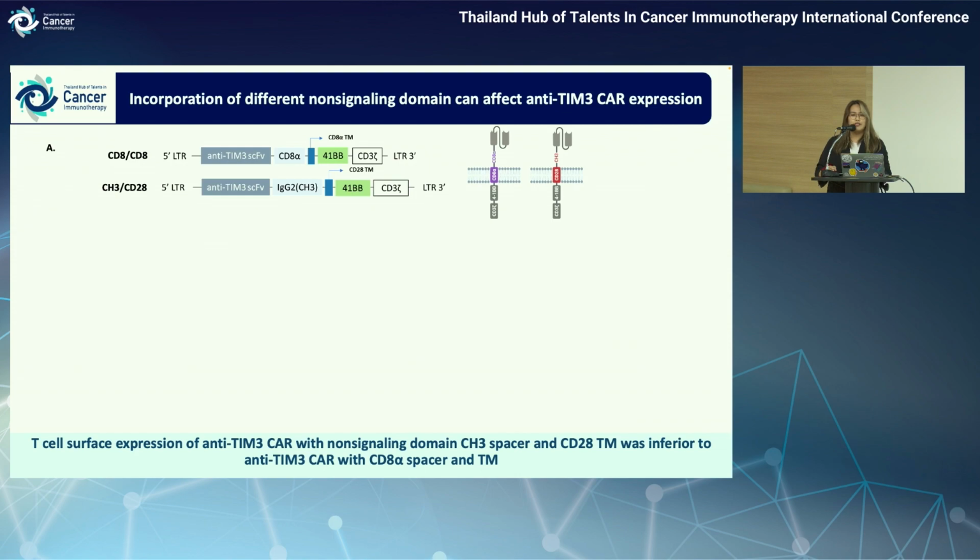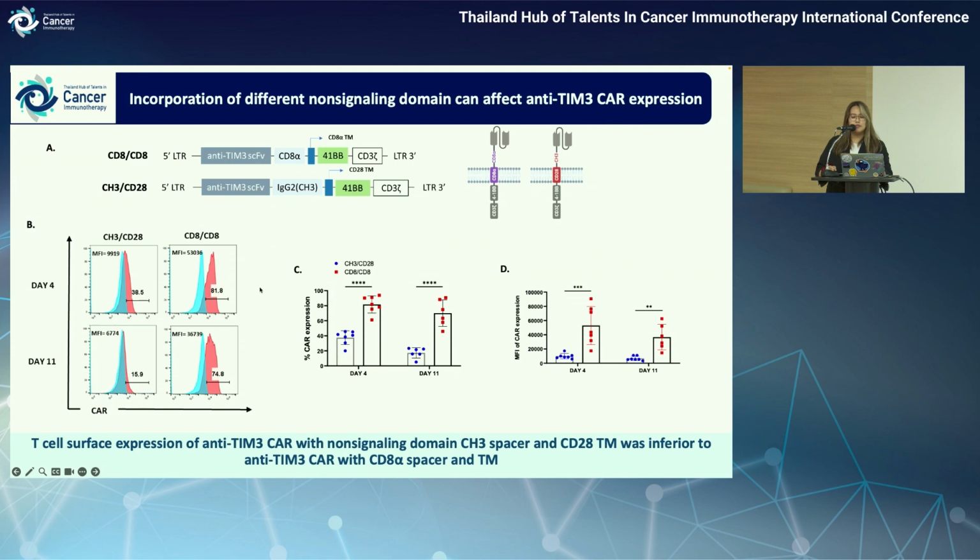We then generated our anti-TIM3 CAR T cells, one with the CD8 non-signaling domain and the other with the CH3 CD28 non-signaling domain. Upon analyzing the percent CAR expression, CH3 CD28 resulted in a very low expression on the T cell surface compared with the CD8 on day 4 and day 11.